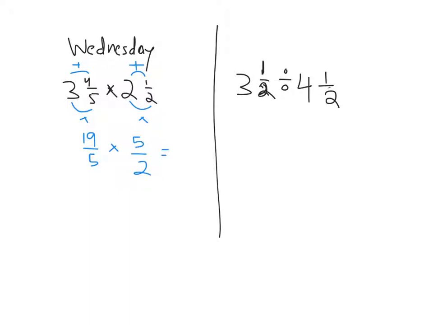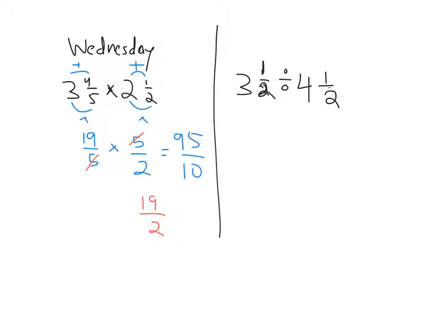Now we can solve. We could multiply it straight across. 19 times 5 is 95. 5 times 2 is 10. But we could also cross cancel. So another shorter way of doing it is just 5 cross cancels with 5. And then we have 19 over 2.